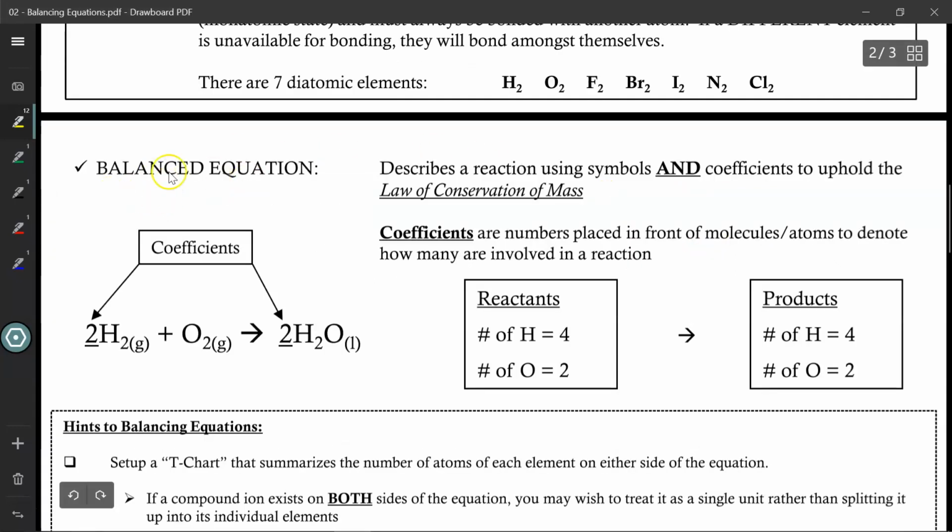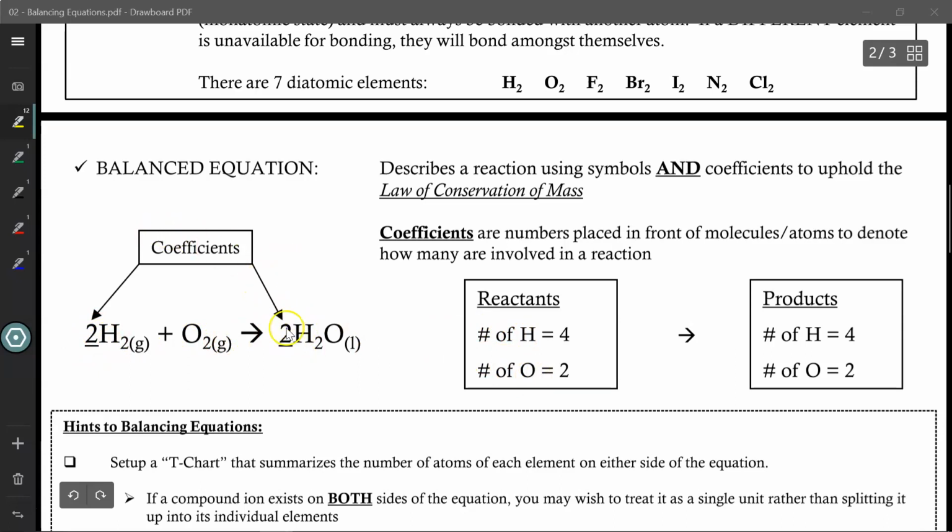And that's why we need the balanced equation. By adding in coefficients, we balance the equation so the number of atoms going into the reaction are the same number of atoms that come out of the reaction. Thus, the law of conservation of mass is upheld. By putting a 2 here, we now have 4 hydrogens and 2 oxygens.